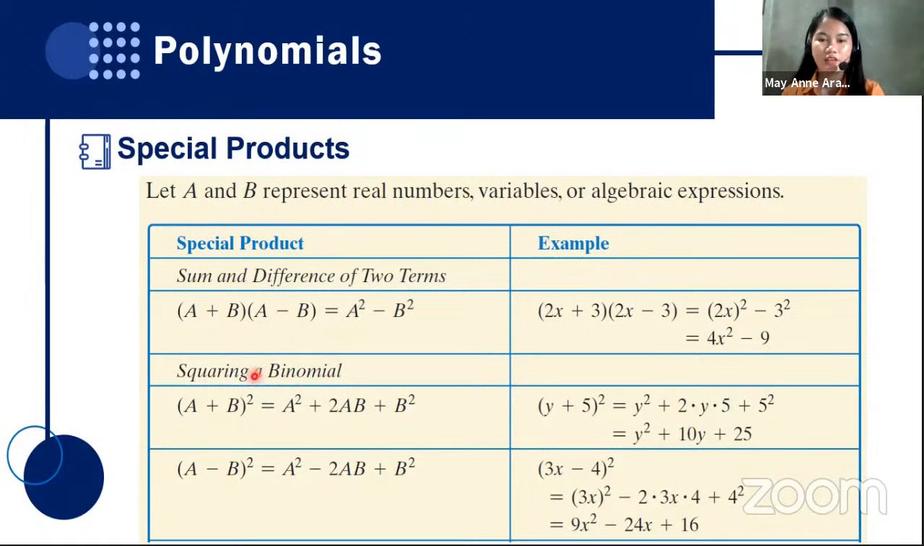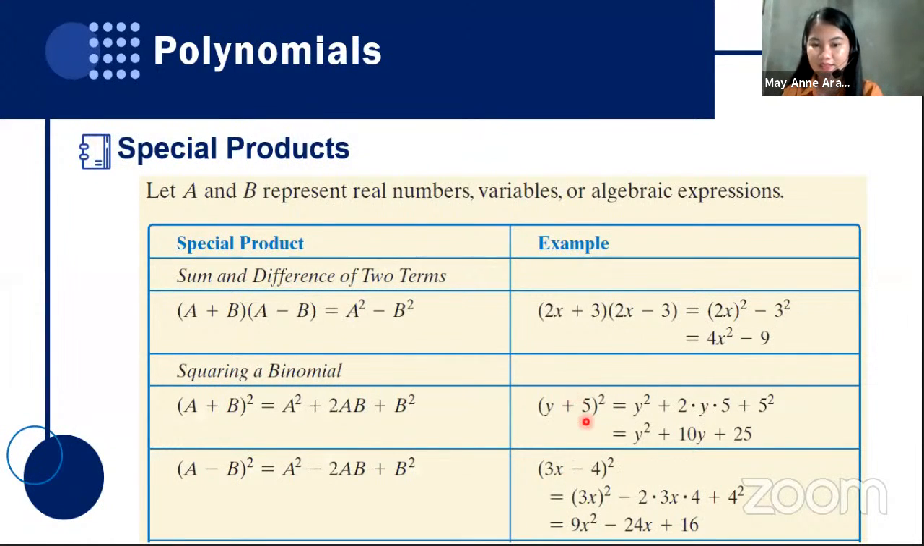For squaring a binomial, you can just do this. Kapag ganyan yung given, square nyo lang to, y times y squared. Just get the product of this. Y times 5 is 5y times the exponent here na 2, that is 10y. Next, square the last term. 5 times 5, 25.